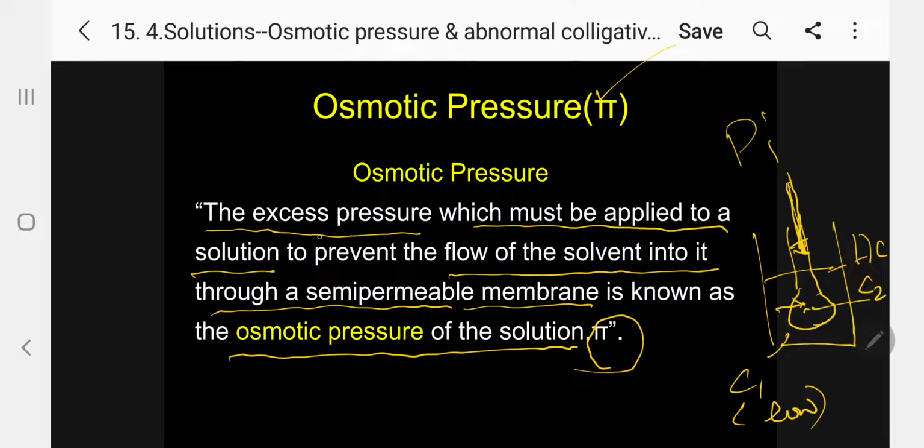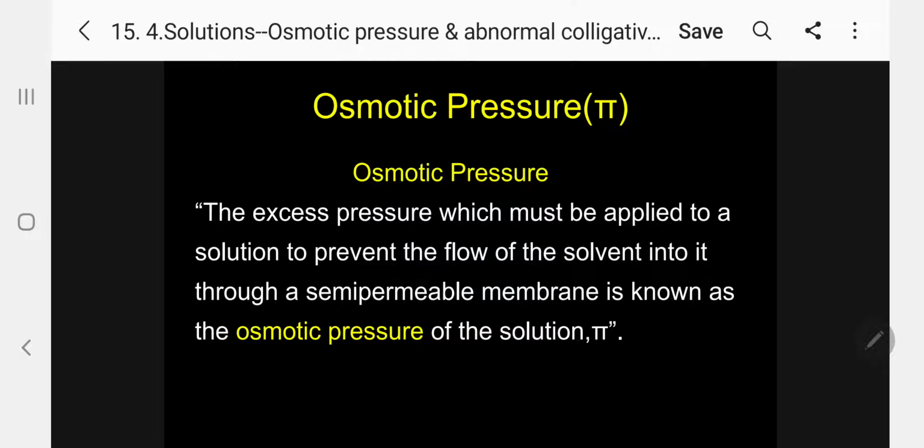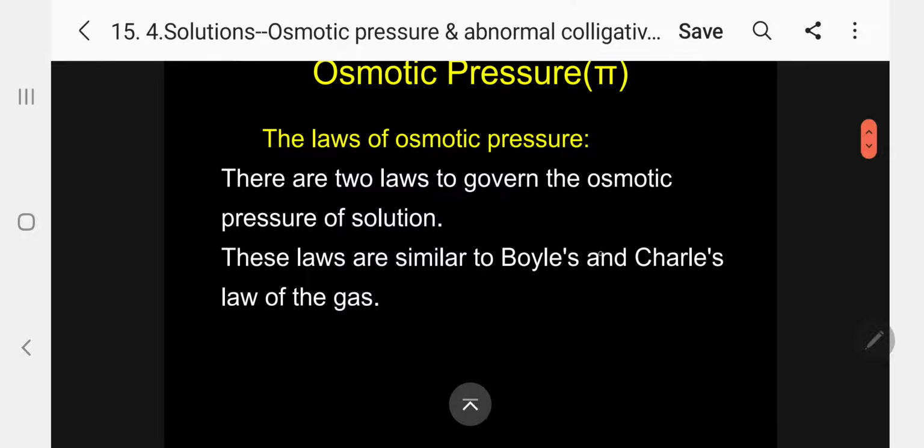So let me read it, kindly follow. The excess pressure which must be applied with the help of a piston to prevent the flow of solvent into it through a semi-permeable membrane is known as osmotic pressure of the solution, usually represented by pi. Okay, let me go on now.